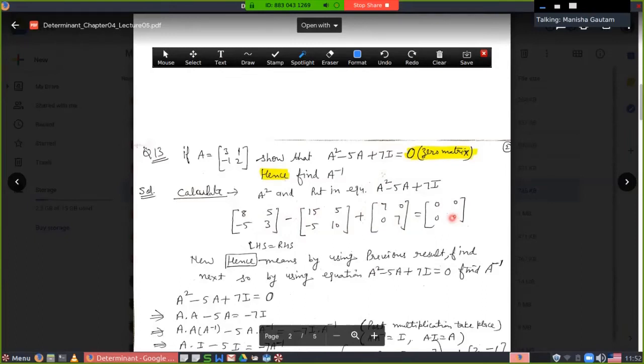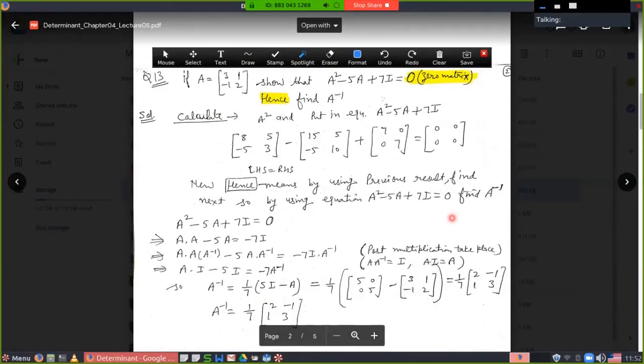Now the next part is to find A inverse by using the equation. I have made that clear here. What is the meaning of hence? Hence means using the previous result, find the next. So by using the equation, you have to find out A inverse. Sometimes students use the cofactor method, which I gave in a previous question, and that gives you no marks for that.